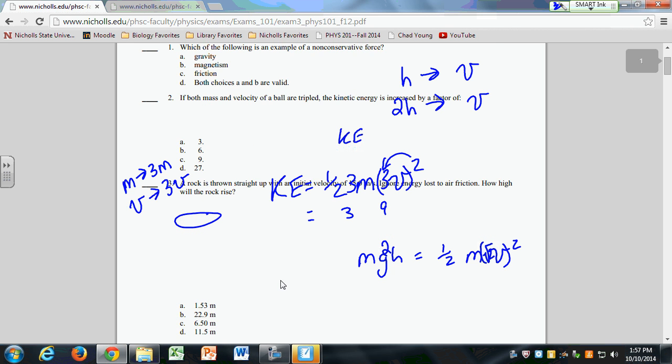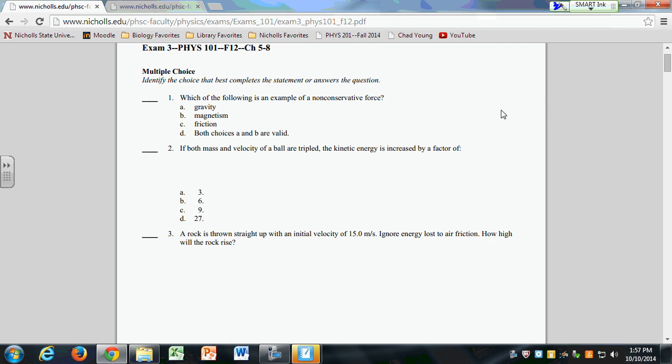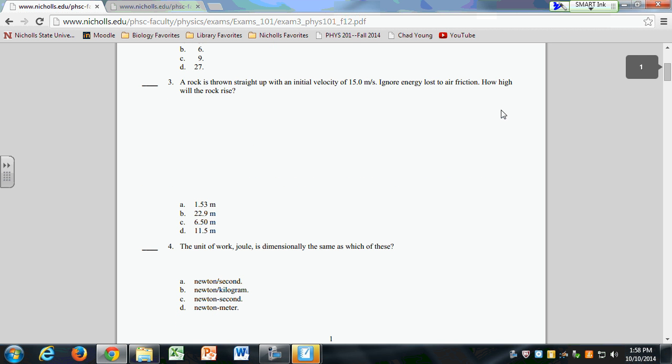Let's do this last question, and then we'll clear out. Unless y'all have any other, is this okay, doing these questions like this? Is this helpful for you? Okay, good. All right, let's do number 3. It says a rock is thrown straight up with an initial velocity of 15 meters per second. How high will the rock rise? So I throw a rock up in the air. It goes to a certain height.